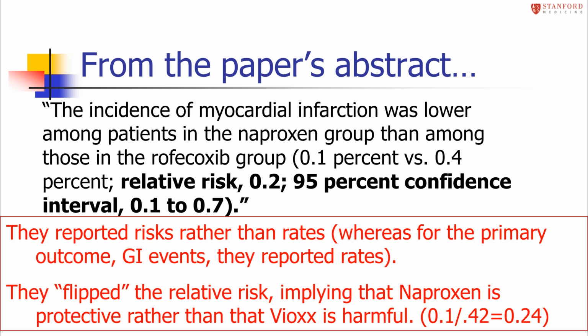So they've twisted the message here, right? They've twisted the message to make it look like naproxen is protective rather than that Vioxx is harmful. And technically, they haven't done anything wrong mathematically. The numbers are correct. But flipping the relative risk, of course, completely shifts the take-home message. And people missed it. Not one person wrote a letter to the editor of the New England Journal after this article was published questioning the author's logic here. People bought into the story that the authors were trying to sell, that naproxen is this miracle heart protective drug, instead of that Vioxx is a dangerous drug.